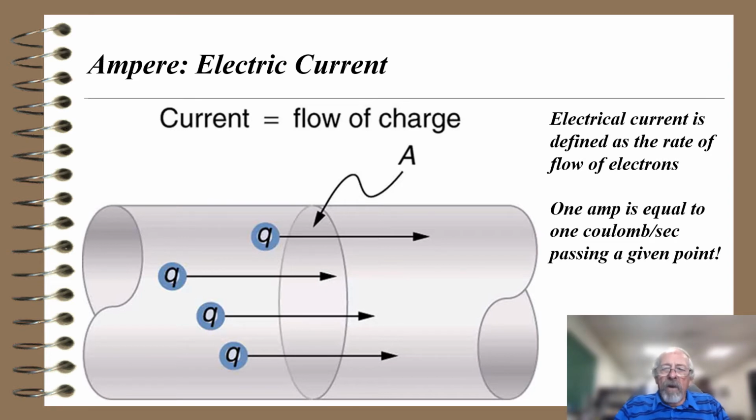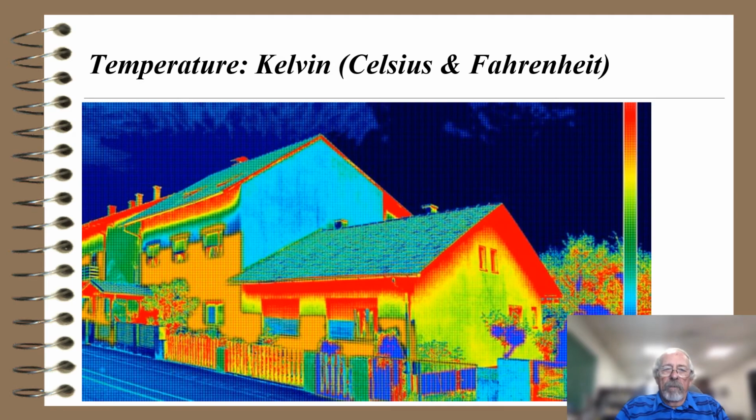So electric current is defined as the rate of flow of electrons. 1 amp is equal to 1 coulomb per second passing a given point. That is a definition of an ampere.